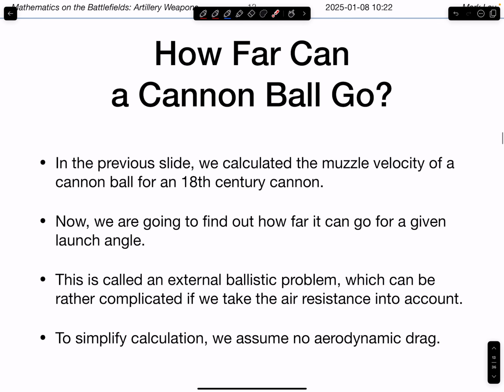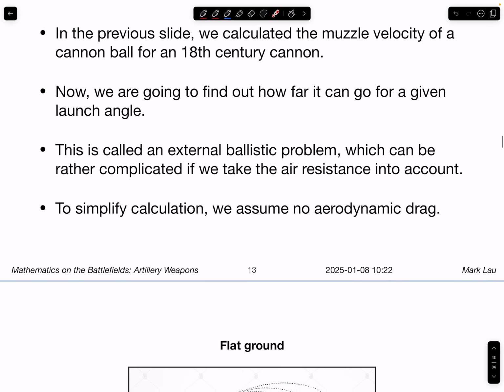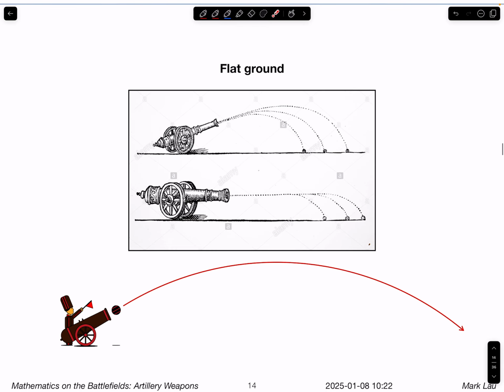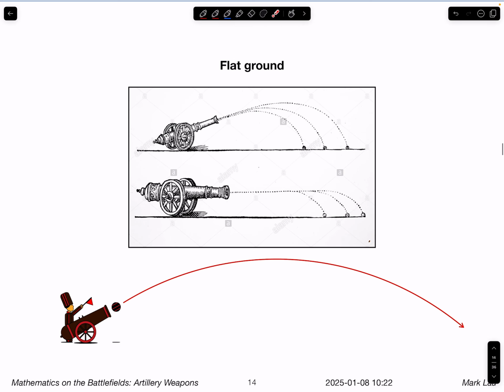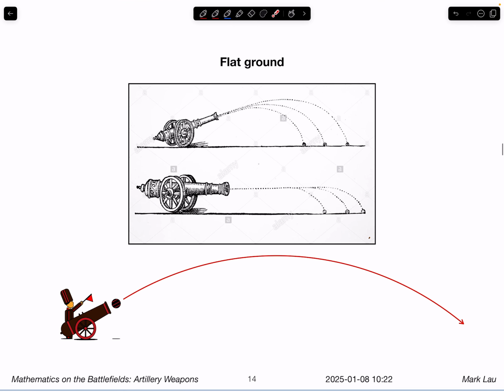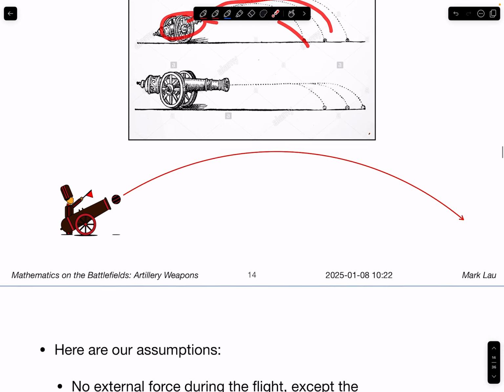How far can a cannonball go? In the previous slide, we calculated the muzzle velocity of a cannonball for an 18th century cannon. Now we are going to find out how far it can go for a given launch angle. This is called the external ballistic problem. Okay, so now I guess this is projectile motion. Anyways, on flat ground, if we launch at a certain angle, then these are some trajectories.